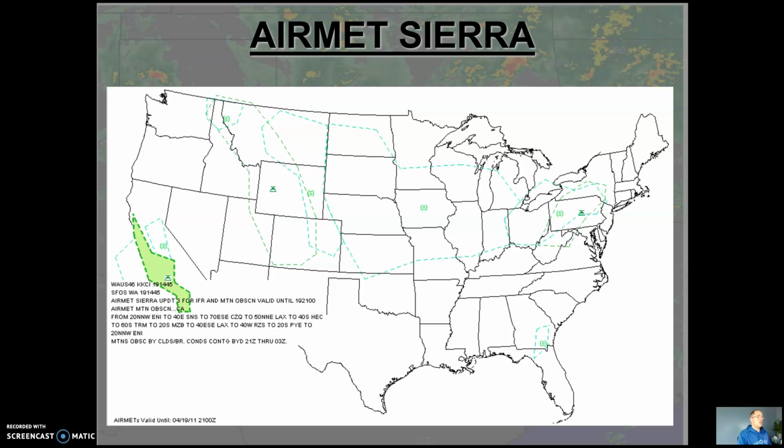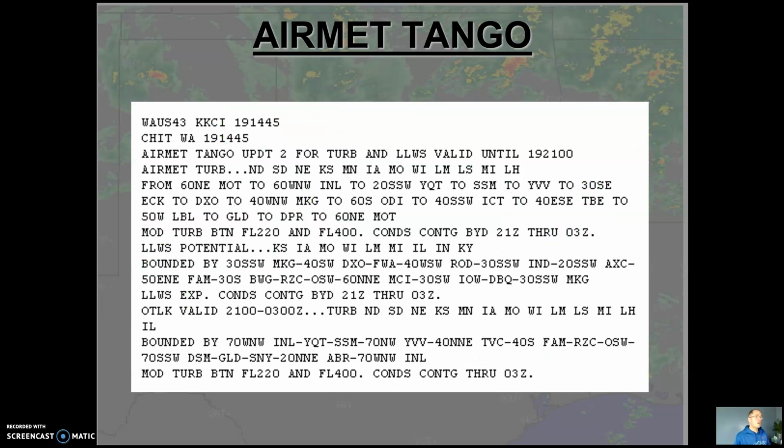But then you can see other AIRMETs that are very extensive here from the Dakotas through the Midwest out towards southeast Michigan. So they can encompass, you could make an argument that this is a fifth of the lower 48 that's encompassed by this AIRMET right here. If we look at a written version of AIRMET Tango, here we see for turbulence again, this is the WA bulletin. We talked about that in class the other day.